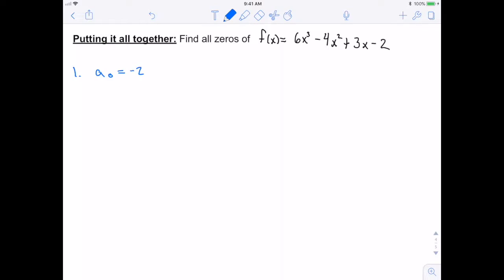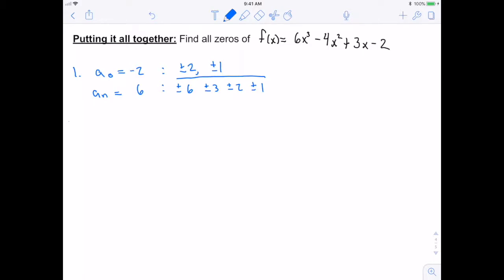A0 is equal to -2. The numbers that divide -2 are simply plus or minus 2 and plus or minus 1. AN is equal to 6. The numbers that divide 6 are plus or minus 6, plus or minus 3, plus or minus 2, and plus or minus 1. Here's all our potential candidates, and it turns out we have 16 of them.